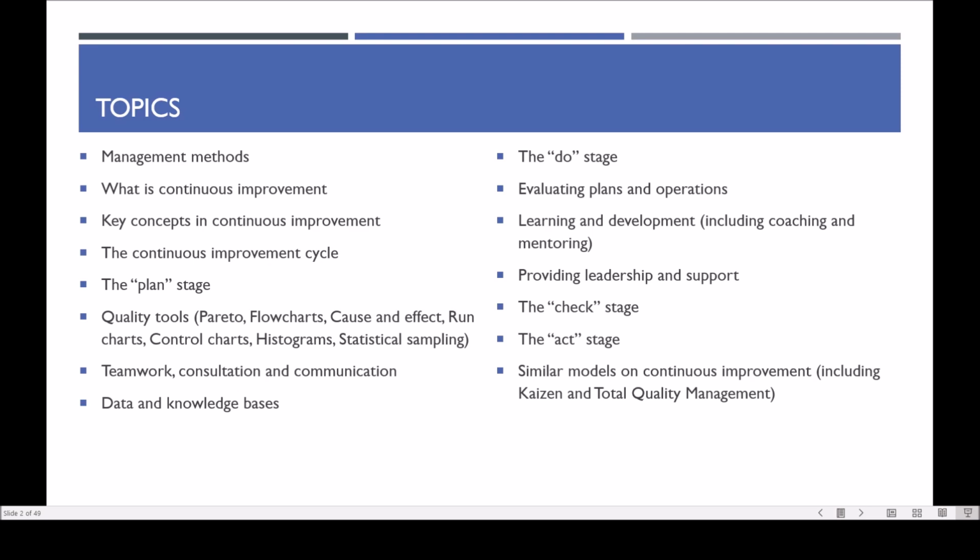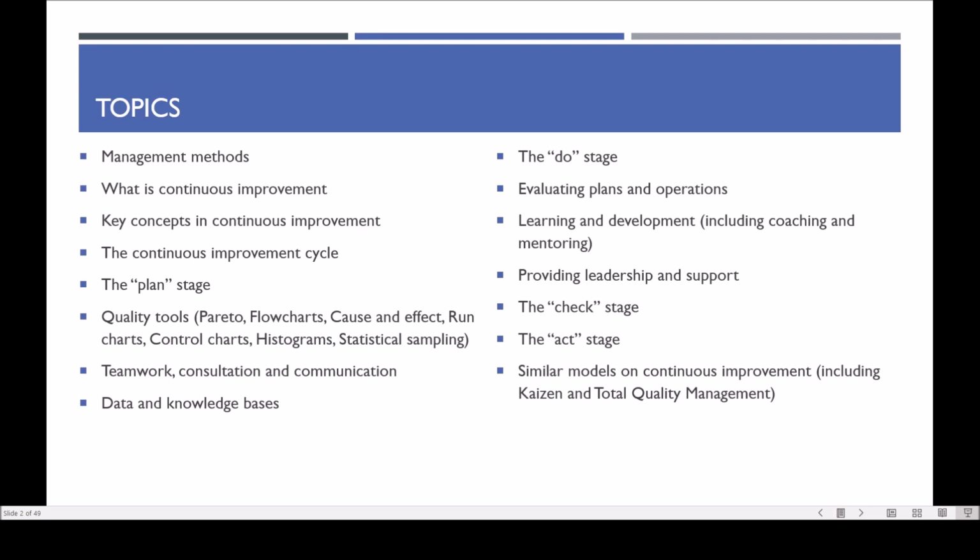We'll start off by just briefly talking about management methods and a little bit of the history of management so we can be clear in how continuous improvement sits within the context of contemporary management practice. Then we'll look at what is continuous improvement. We'll describe what continuous improvement is, how it relates to the work that we do and what we need to do as leaders to facilitate that.